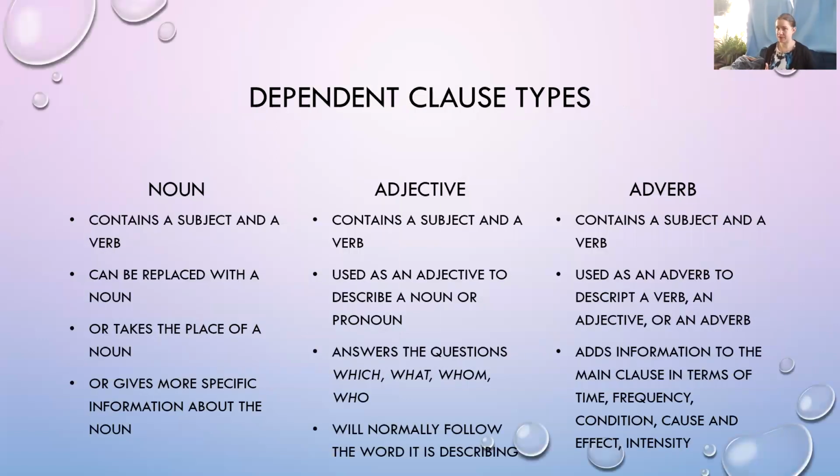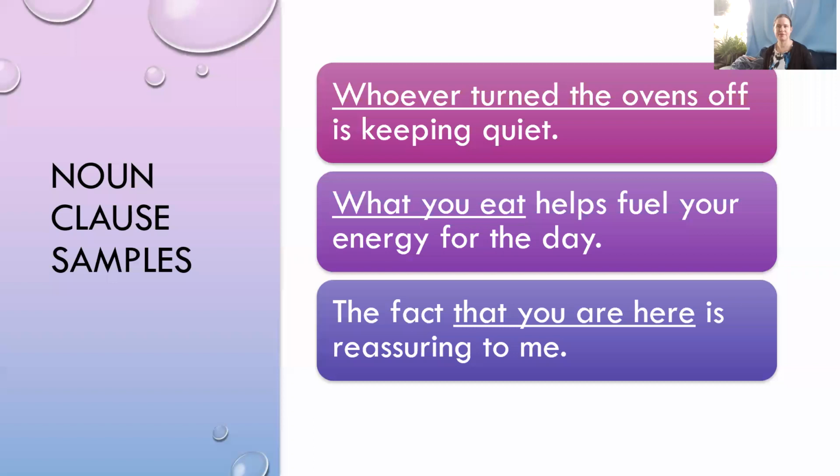There are three different types of dependent clauses, and what type of clause you use and have will depend on where it fits in the sentence structure that you plan on using, which will be covered in another segment specifically on sentence structures. For now, understand that you can have three types of dependent clauses: a noun, an adjective, or an adverb. We're going to examine each of these as we move forward.